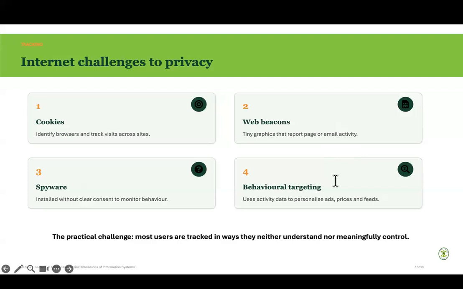These tools can be very convenient. A website may remember your preference or recommend something relevant because you have visited the website before. But what we need to understand is that tracking can also be used to manipulate our attention. It can also be used to discriminate between different users or even create a detailed profile that people cannot inspect.